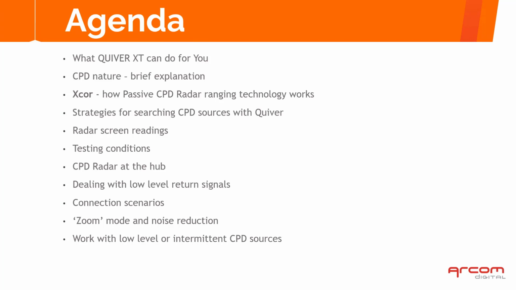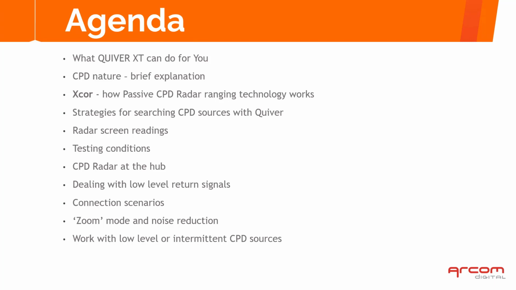Here is our list of topics for today. We'll tell you what Quiver XT can do actually for you. We'll explain CPD nature and how it behaves. We'll tell you how passive radar technology that is behind the Quiver CPD radar really works. We'll tell you what the best strategies for searching CPD sources are. We'll explain what the CPD radar is displaying on the screen and how to understand it. We'll tell you what testing conditions are important.